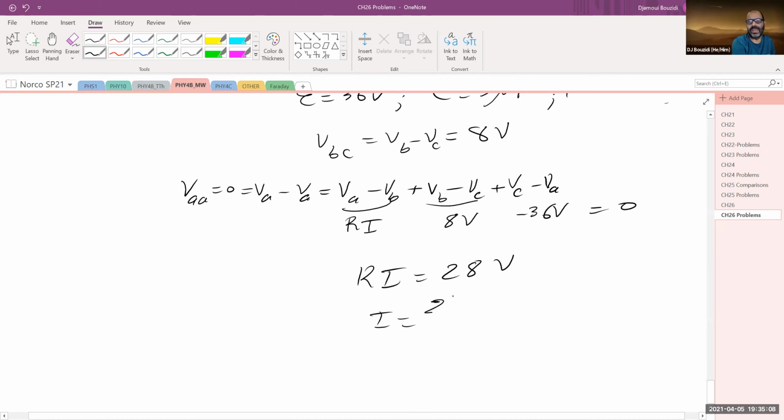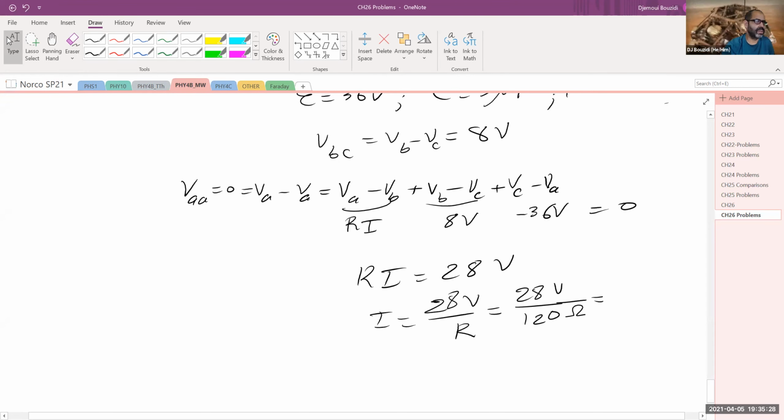And that means I is equal to 28 volts over R, and R is equal to, according to my information here, 120 ohms. So it's 28 divided by 120 ohms. Please check my numbers, okay? It's 0.23 repeating. How many sig figs in this problem? We have three sig figs, so 0.233 amps.